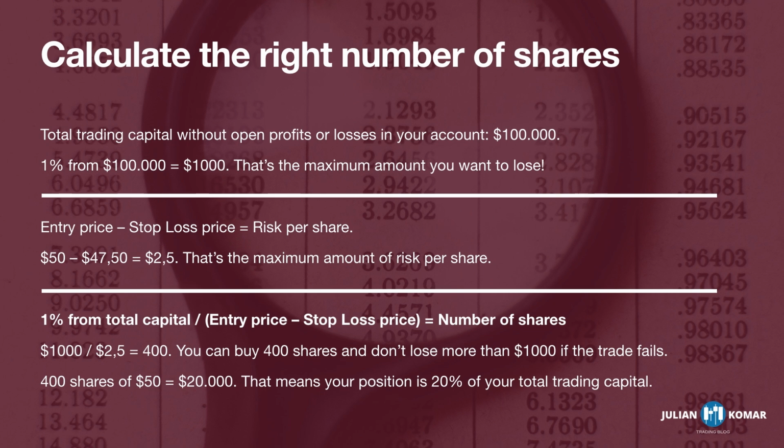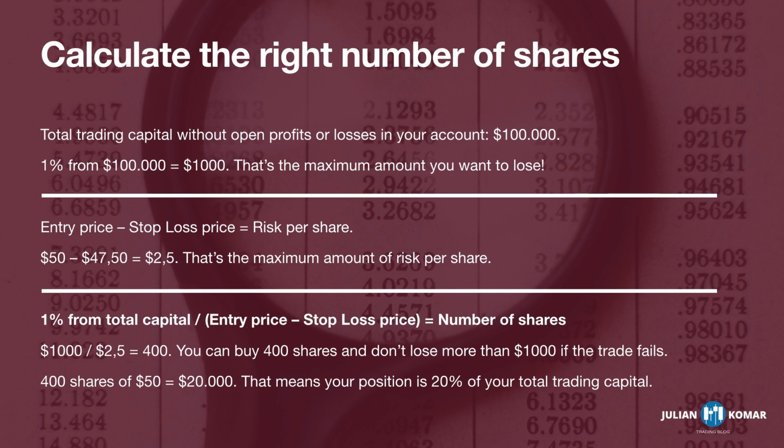And then, of course, that's another question I get very often from traders. They ask me, when I take 1% from my total capital, am I able only to trade a position with a value of 1% of my total trading capital? And that's wrong. Because we now know that we can trade 400 shares, and if we now multiply the 400 shares with 50, we get the position size. And the position size is 20,000.